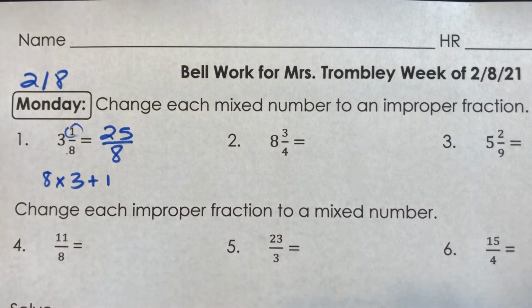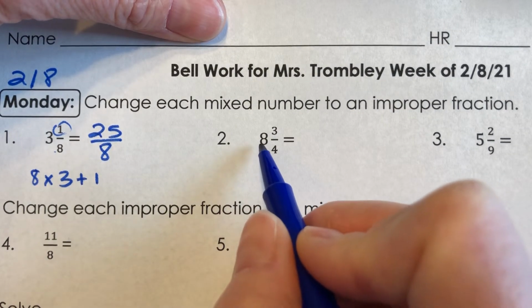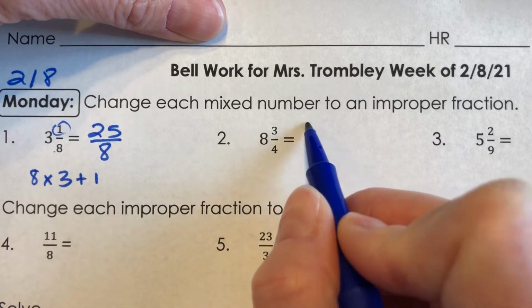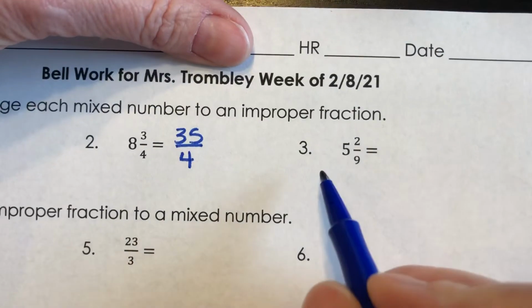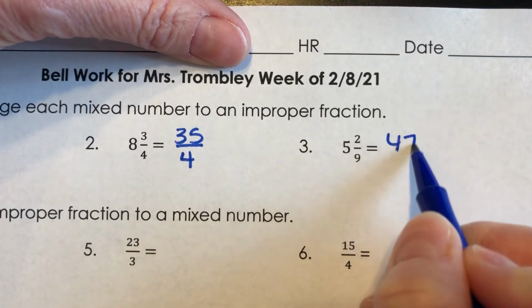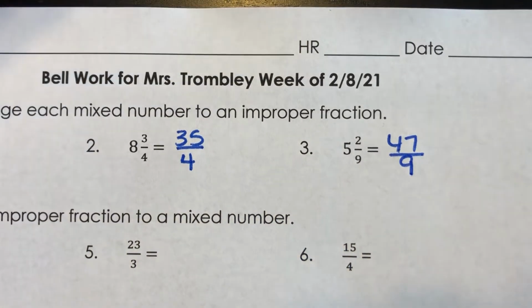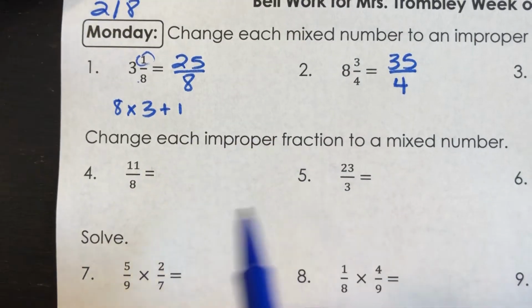The 8 times 3 plus 1, that's how I get my numerator. Denominator stays the same. For number 2, 4 times 8 is 32, and 32 plus 3 is 35, and my denominator doesn't change. And for number 3, 9 times 5 is 45, plus 2 is 47/9.